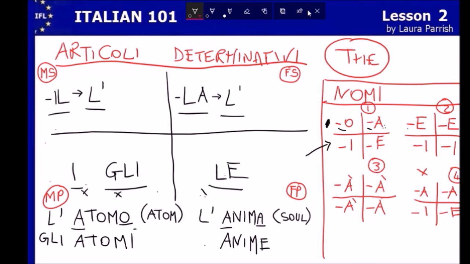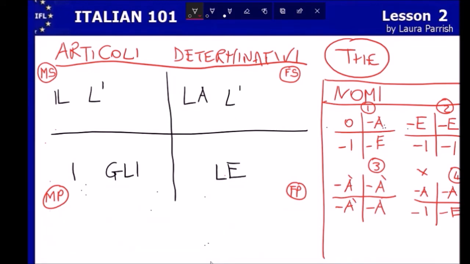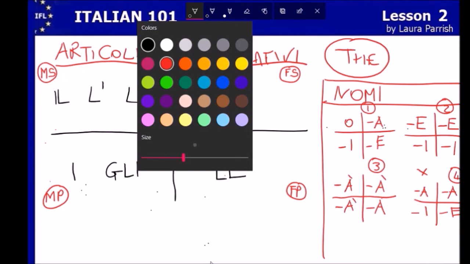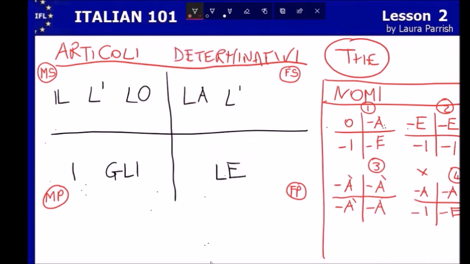Here instead you have only one article. So you are pretty lucky: when the word is feminine plural, no matter what, you always use le. Okay, so now let's write the last article that we have, that is lo. This makes everything complicated. Okay, now your articles are complete, which means that you have all the articles.